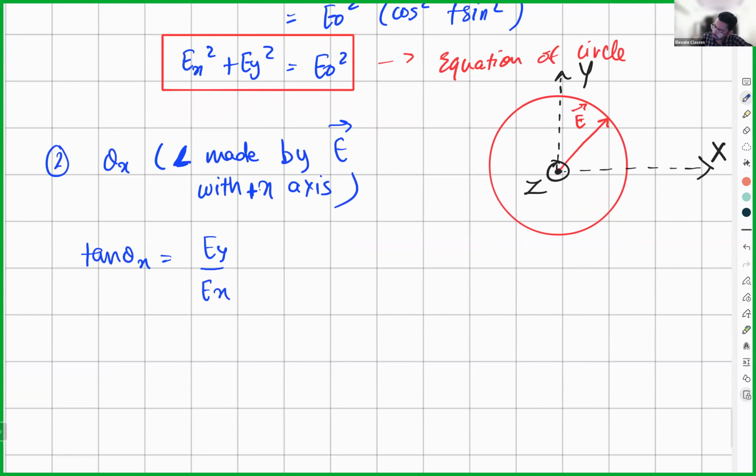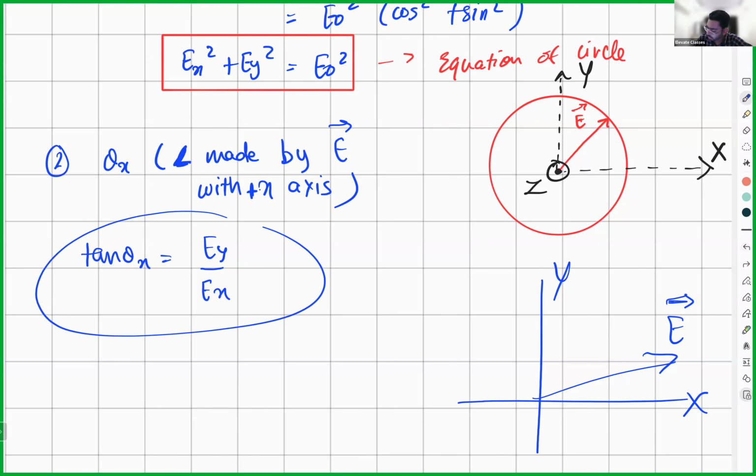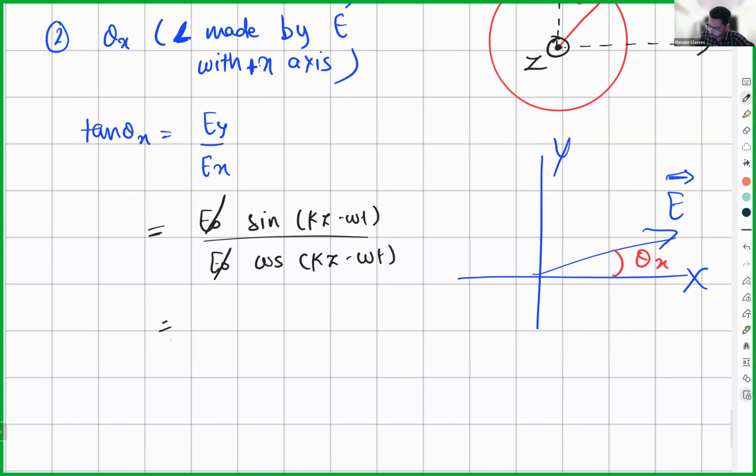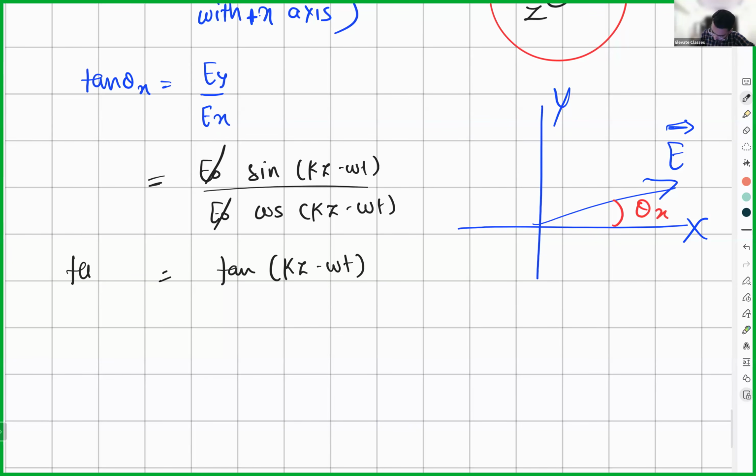Because if this is x, this is y, and this is the electric field vector, you can write this relation for this theta x. So what is Ey by Ex here? Ey is E naught sine of (kz minus omega t), and Ex is E naught cos of (kz minus omega t). Because E naught gets cancelled, this becomes tan of (kz minus omega t). So theta x becomes kz minus omega t.